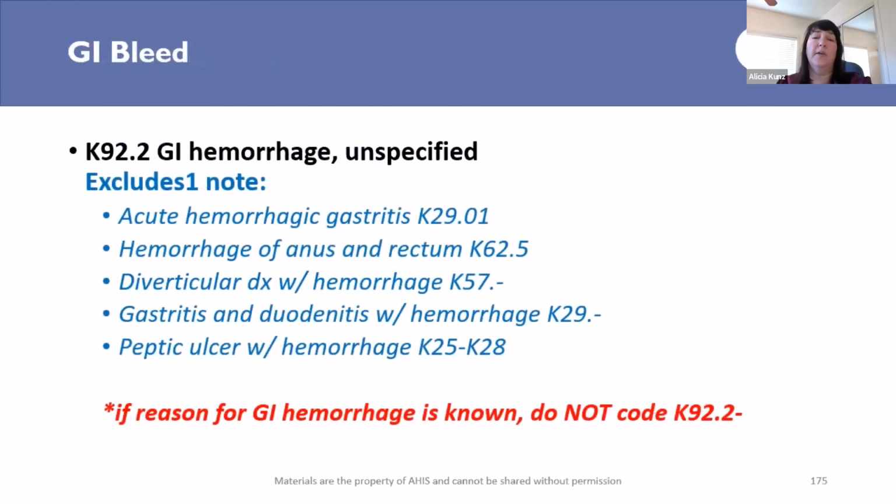And GI bleeds. Let's talk about GI bleeds. If we don't know what region the hemorrhage is in, or the GI bleed, you will end up using a code from category K92.2. And that one has an Excludes1 if they have acute hemorrhagic gastritis, a hemorrhage of the anus or rectum, diverticular disease with hemorrhage, gastritis and duodenitis with hemorrhage, or peptic ulcer with hemorrhage. And the reason for that is all of those codes I just mentioned are highly specific, and K92.2 is an unspecified hemorrhage code.